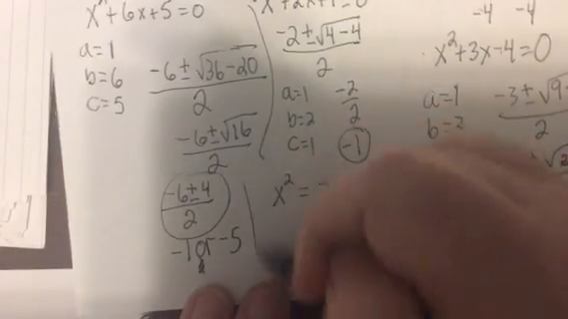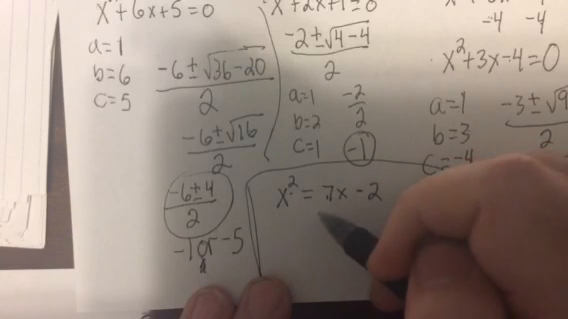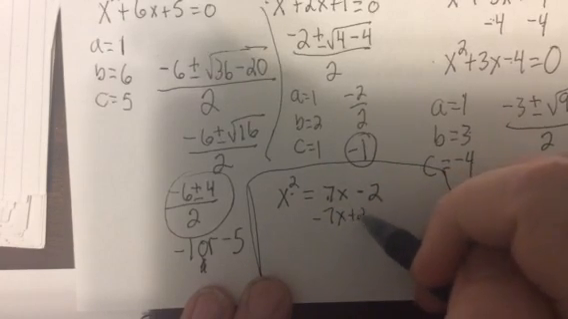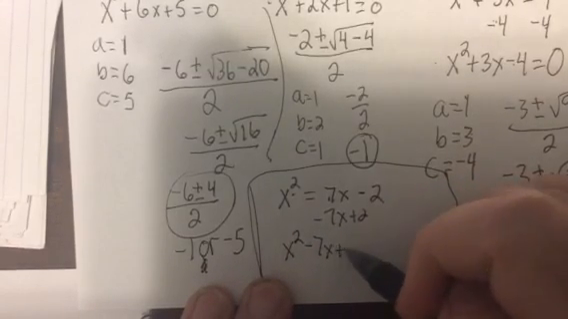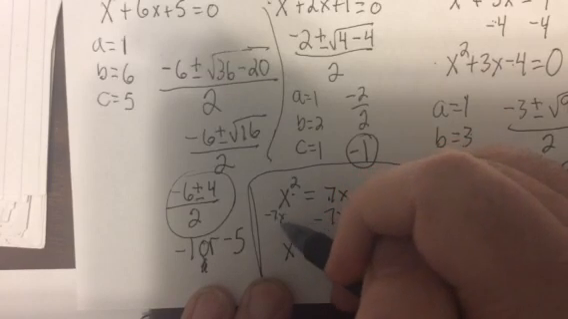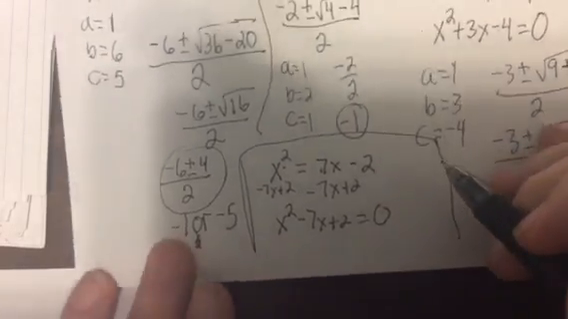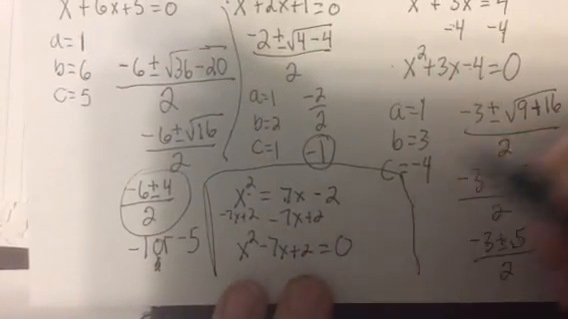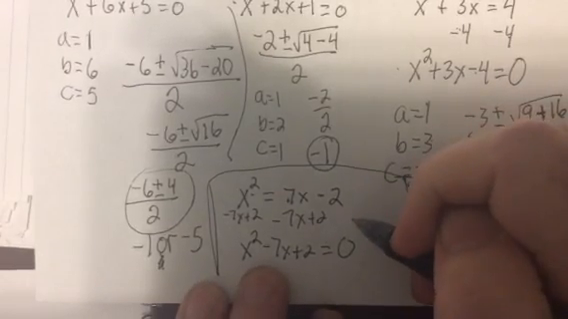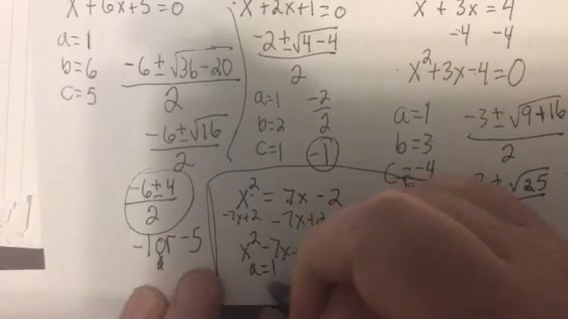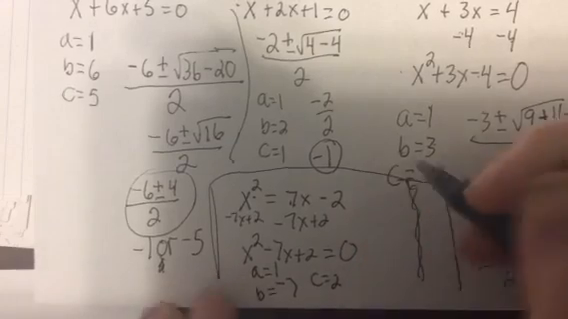Okay, this one. Last one. And again, we're going to do a lot of this tomorrow, but subtract 7x and add 2. So I have x squared minus 7x plus 2 equals 0. And I have run out of room. So sorry about this. Let's do this. So a is 1, b is negative 7, and c is 2.